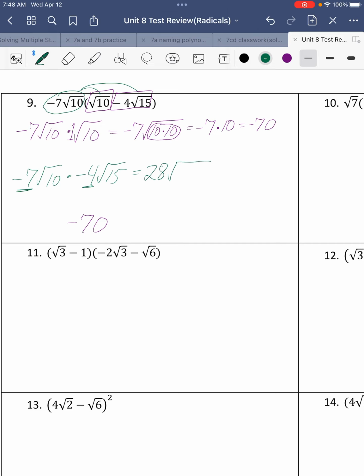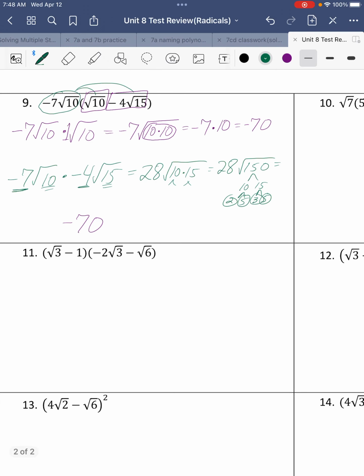And now we're going to work on the second one. We have on the outside negative 7 times negative 4 is positive 28. And on the inside we have 10 times 15. This one's going to take a little longer to simplify. So that's 150. Breaking that down, 10, 15. I actually had students ask, do we really have to multiply it together? Can't we just break it down over here? Sure. Absolutely you can.